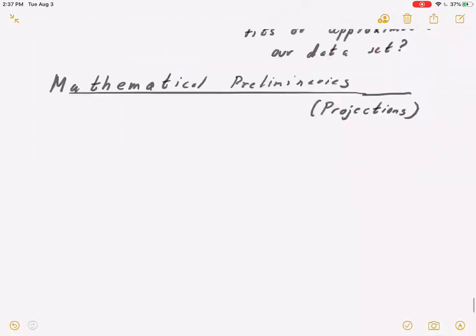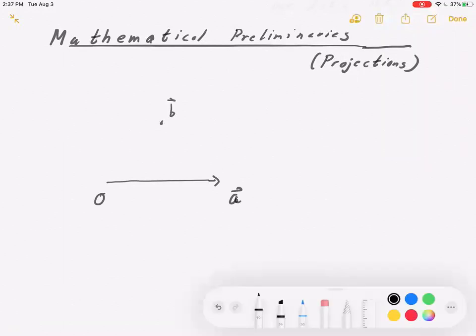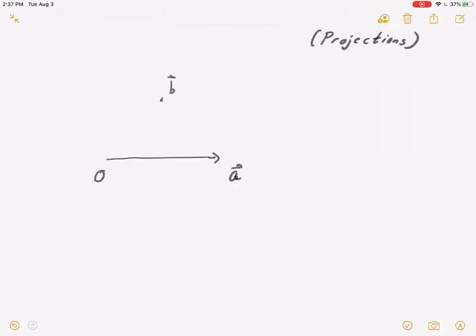Okay, so here's a problem I want to sit down and think about. Suppose I have an origin and I have a vector A. And let's say I have another vector B. So you can imagine, I'll put this in red, that there exists another vector along the same direction as the vector A. It's just A multiplied by beta, where beta is some scalar or number.